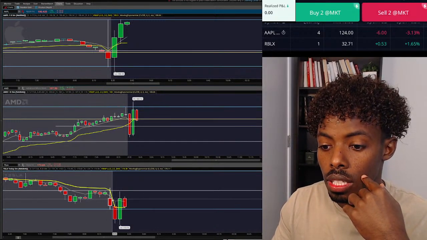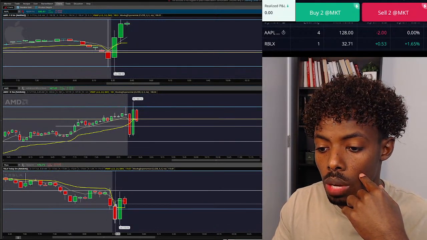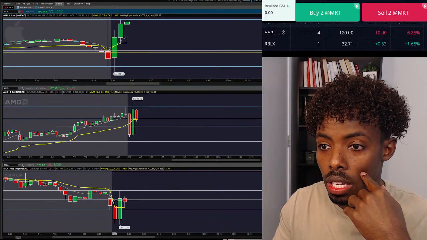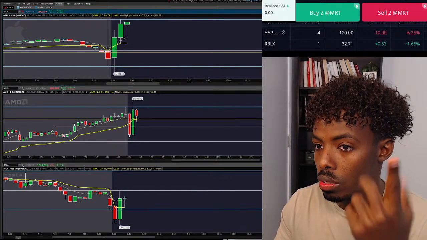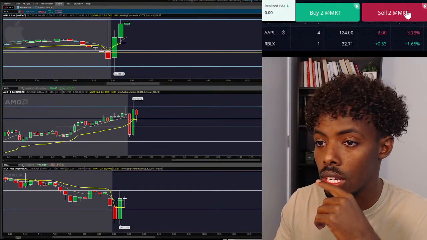The reason why Tesla was what it was, like I said, I warned you guys, right? The VWAP is following the dip, so be careful. That's a potential reversal. I mentioned that with Tesla.